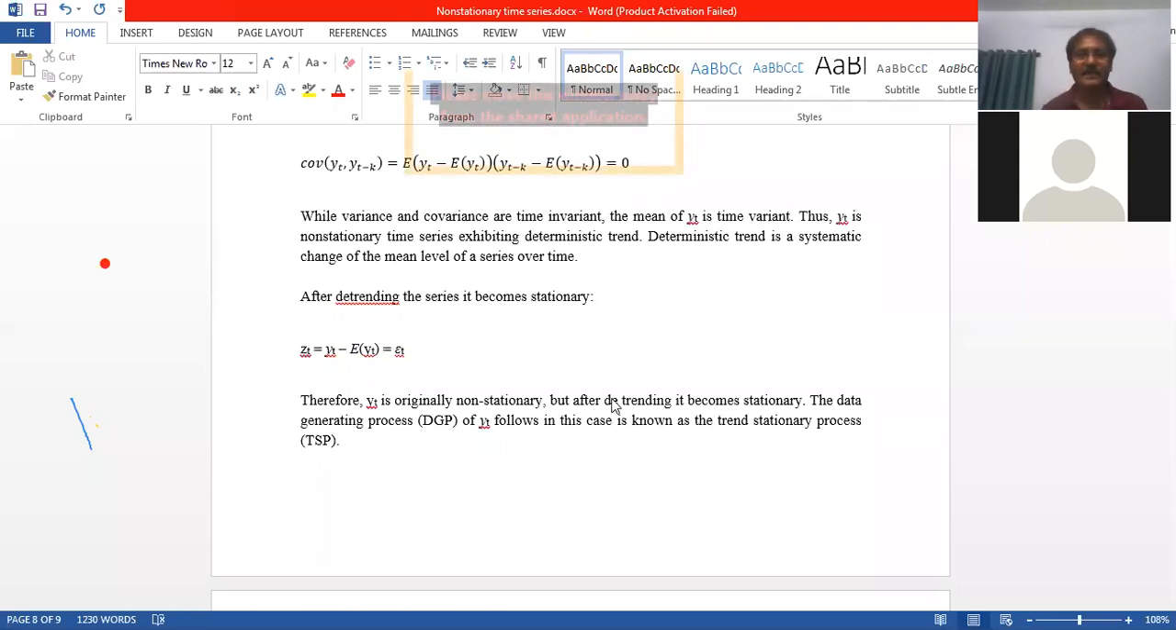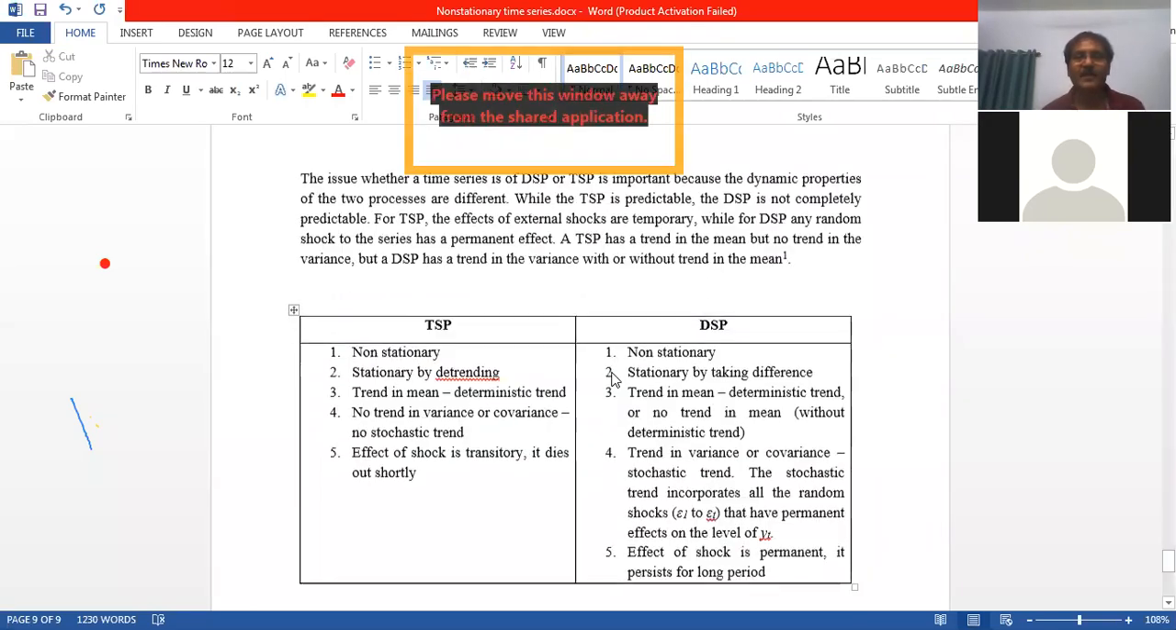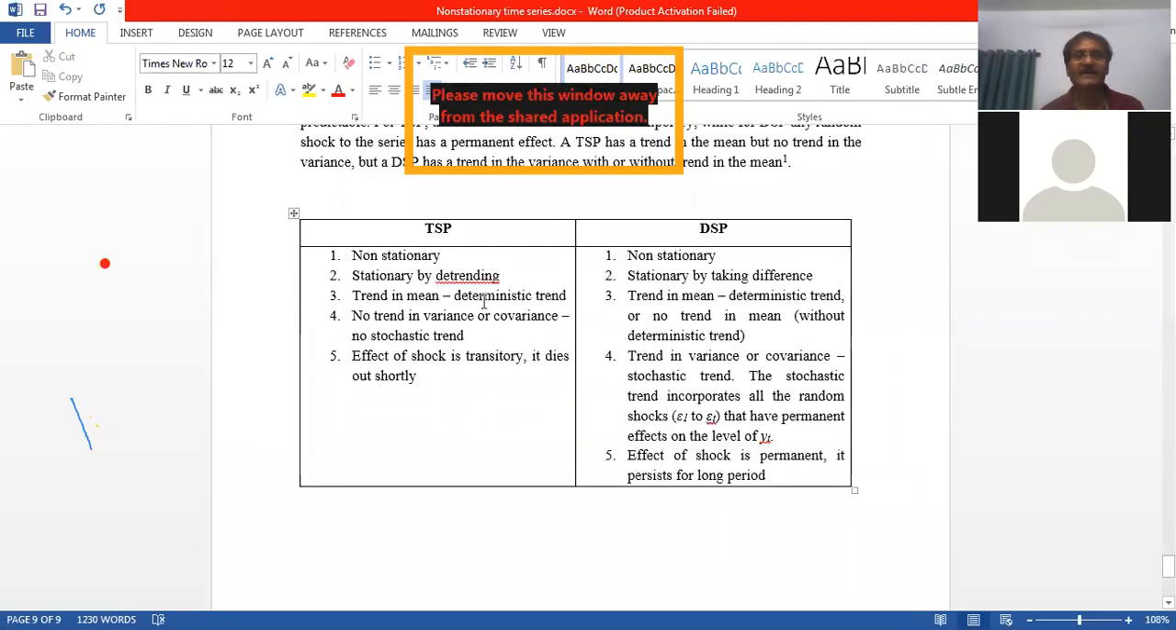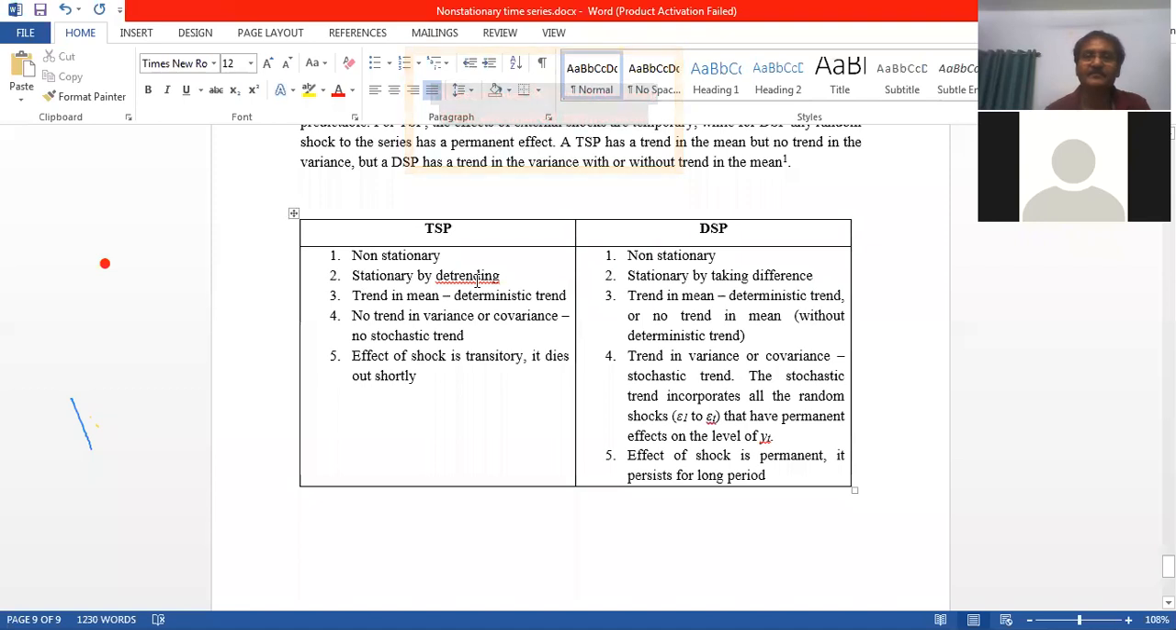Okay, so we can summarize these two types of non-stationarity in this way, TSP versus DSP. TSP is a non-stationary process. DSP is also a non-stationary process. In the case of TSP, we can generate a stationary series just by detrending. In the case of DSP, we can generate a stationary series by taking the difference.